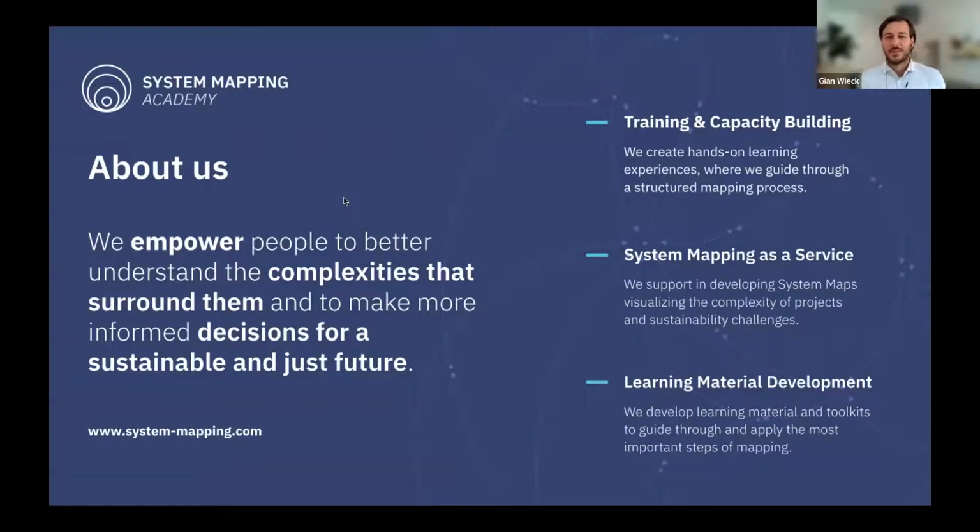Yes, I would love to. Thanks, Fabian. Thanks, Sole. And yes, welcome from my side. Great to see so many familiar faces here. Exactly, my name is Gian. I'm a systems modeler by training. I have worked in many different projects, mostly about understanding the complexity of systems by visualizing them, and partly also by developing mathematical simulation models.